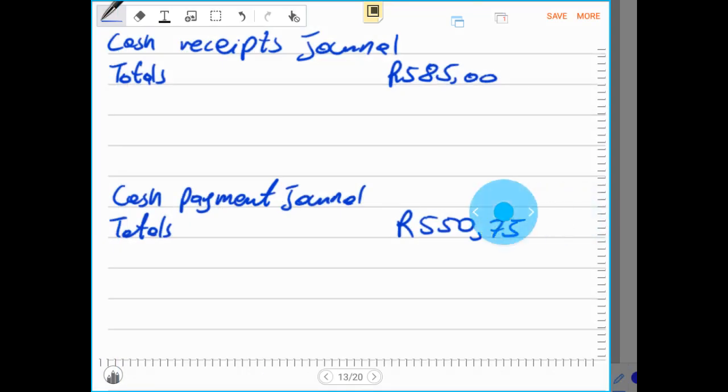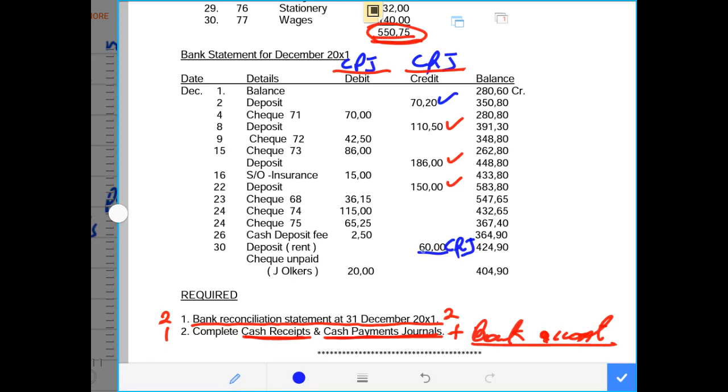And let us check, what is the 60 rand for? 60 rand is for rent deposit. So this will be rent income, money that was deposited by the tenant in our bank account in the form of rent. If the tenant deposits money in the bank, we don't know there is money in the bank until we print the bank statement. So in this case, the client at the end of the month of December deposited an amount of rent of 60 rand, and we did not record that in the cash receipt journal.